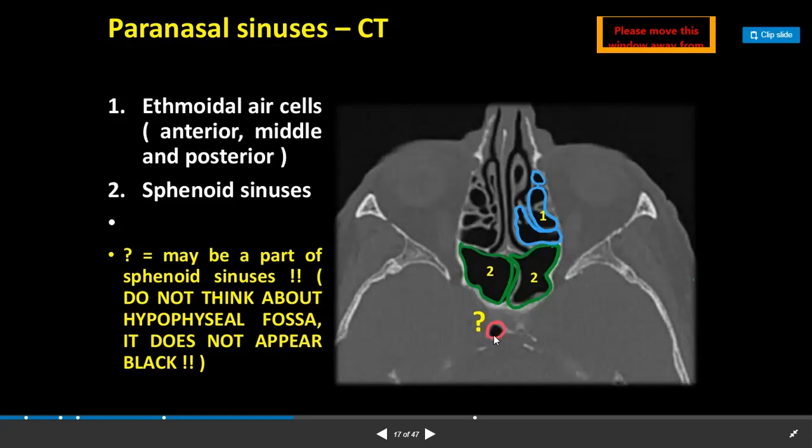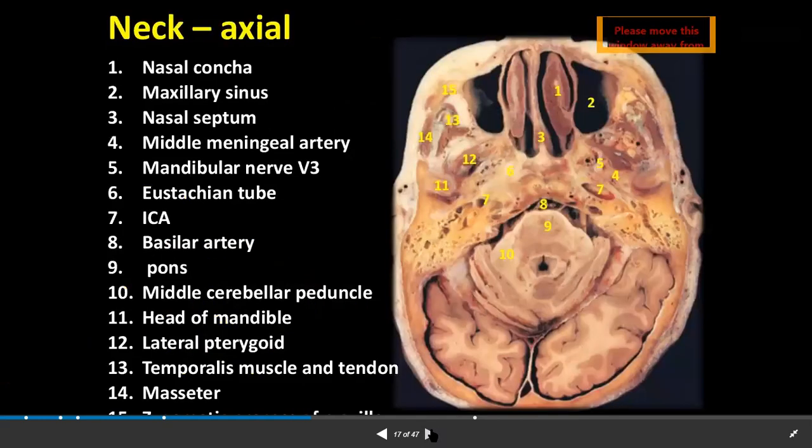Okay, and this picture I kept when I was doing the paranasal air sinuses also. So this point we have is the sphenoidal air sinus. Okay, so of course, in this view we will not be able to see the hypophyseal fossa. So don't think much about it.